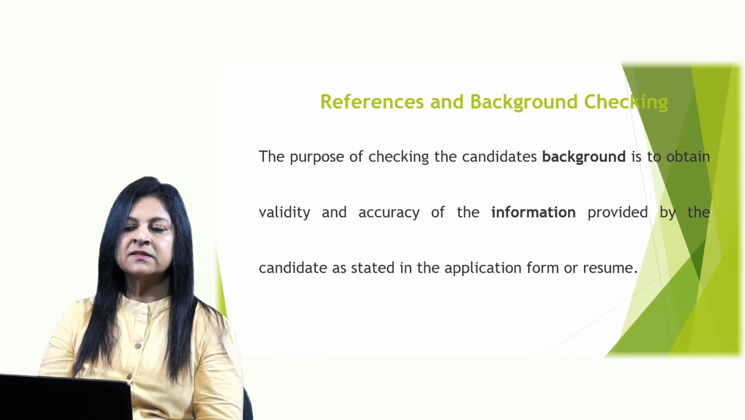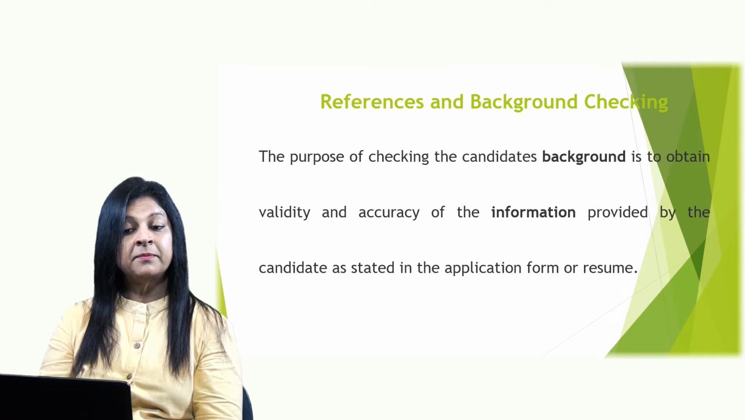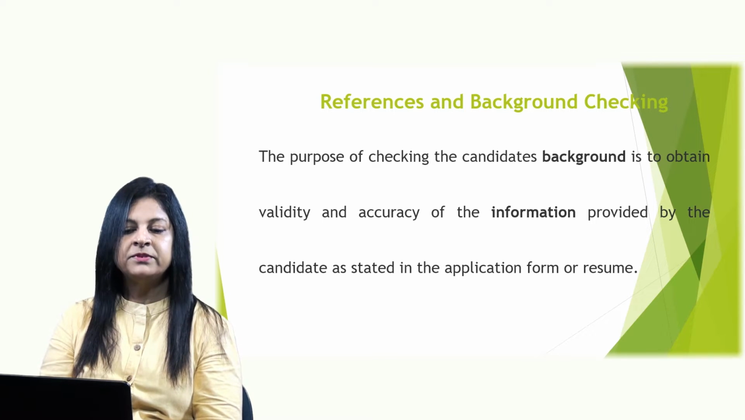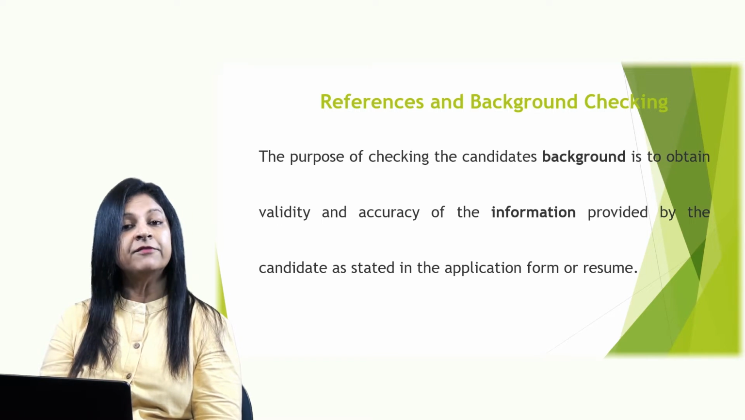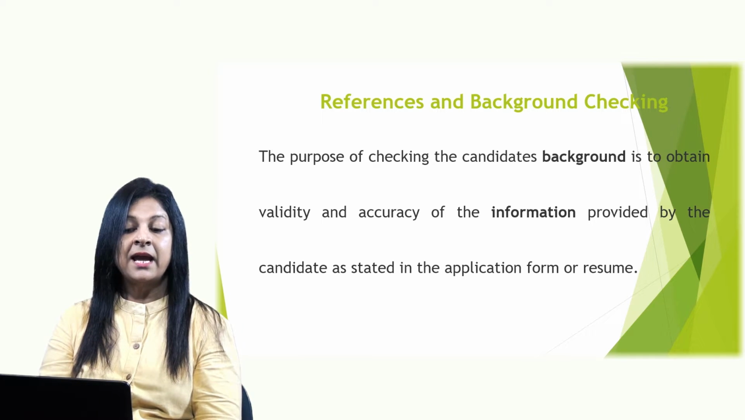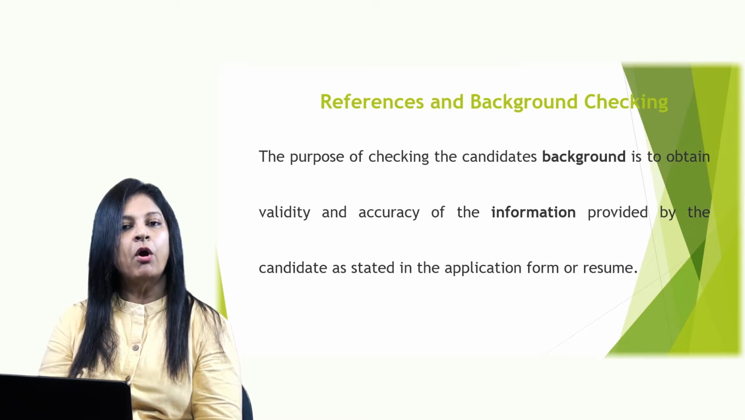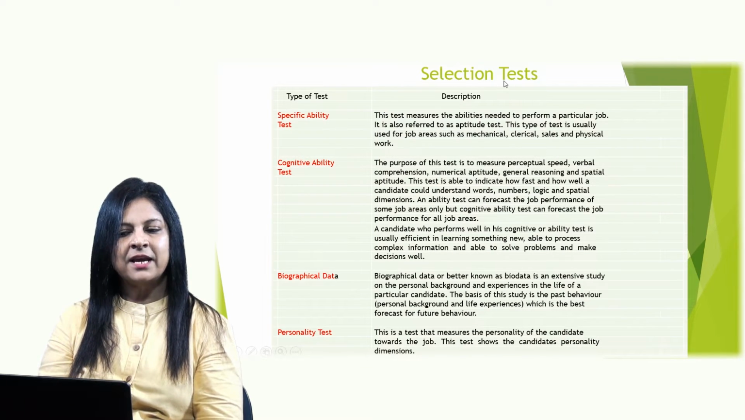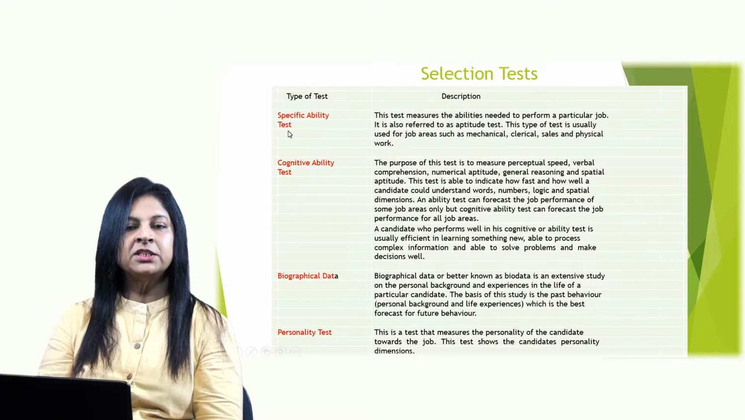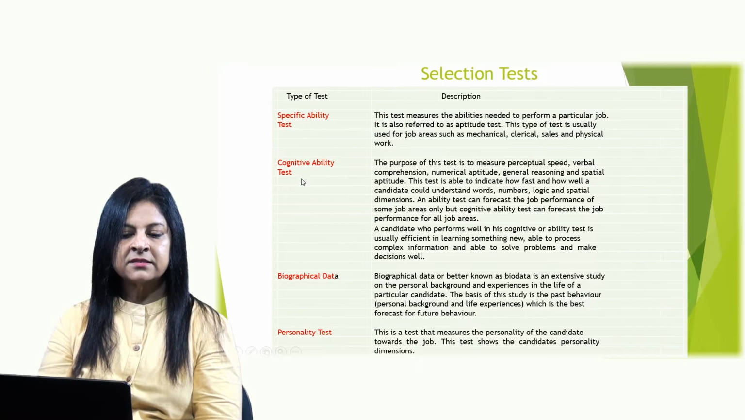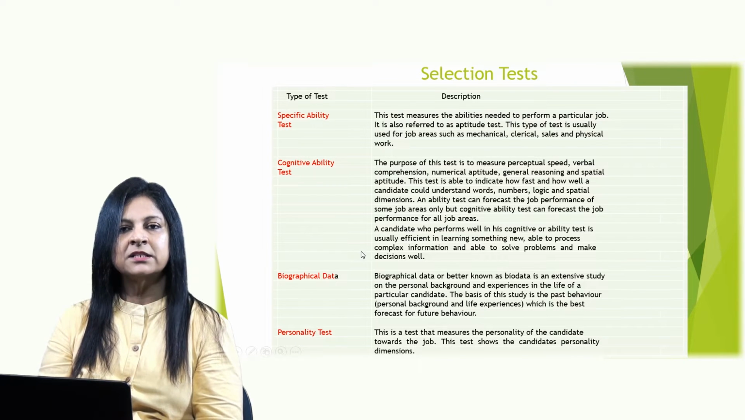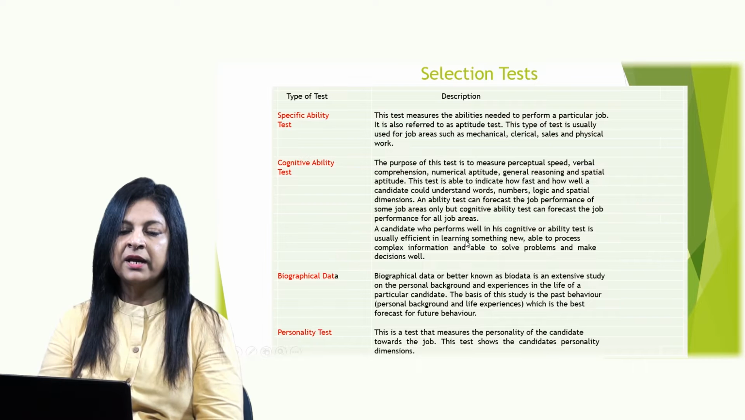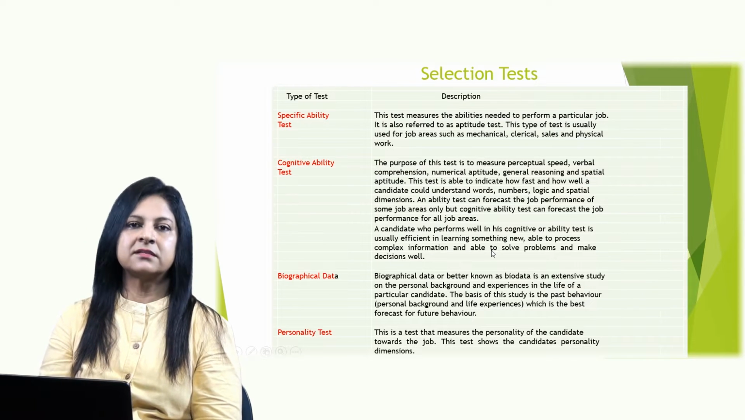When it comes to references and background checking, the purpose of checking the candidate background is to obtain validity and accuracy of the information provided by the candidate as stated in the application form or resume. So you can see the selection test. There are types like specific ability test, cognitive ability test, biographical data, and personality tests. If you can spend a few minutes to read this, you can really understand this selection test well.